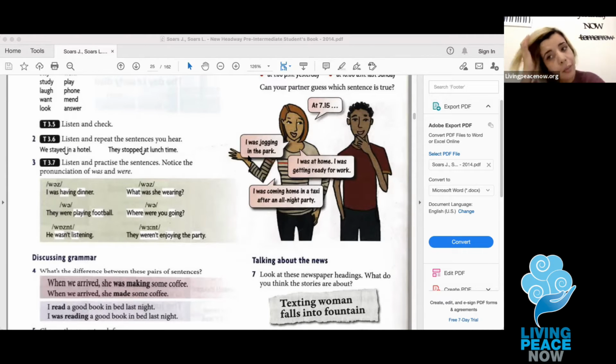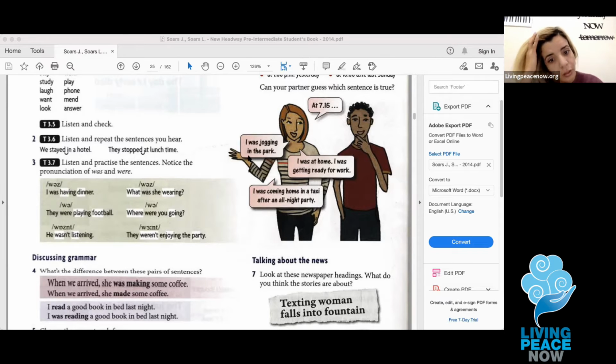This white color is the emphasized syllable. So you are going to say those syllables strongly. For example, I was having dinner. So "have" and "din" are going to be strong.